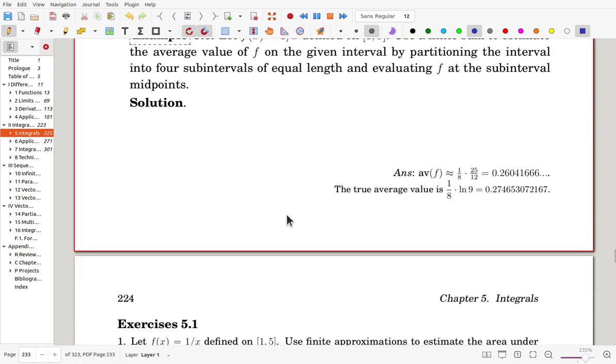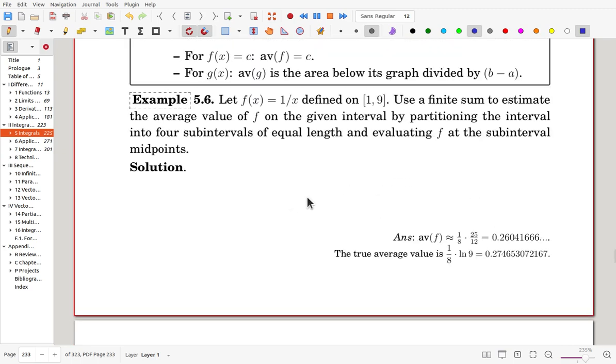Okay. Let's try to get the average value. Let f of x be 1 over x, defined on 1 to 9. We have to use a finite sum to estimate the average value of f on the given interval by partitioning the interval into 4 subintervals of equal length and evaluating f at the subinterval midpoints. Okay, let's try to visualize the situation the problem is describing. Now, f of x is 1 over x, so y equals 1 over x.